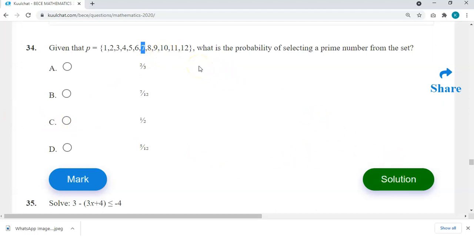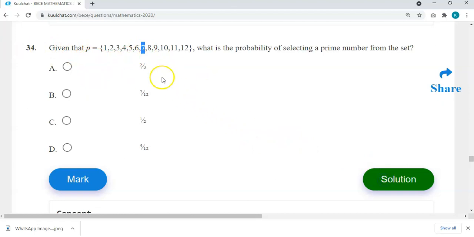Probability is the number of possible options over the total numbers you have. So we have 1, 2, 3, 4, 5, 6, 7, 8, 9, 10, 11, 12. So after getting the possible ones, you divide it by 12. The bottom is the total items you have, and the top will be the number of possible ways you can get.